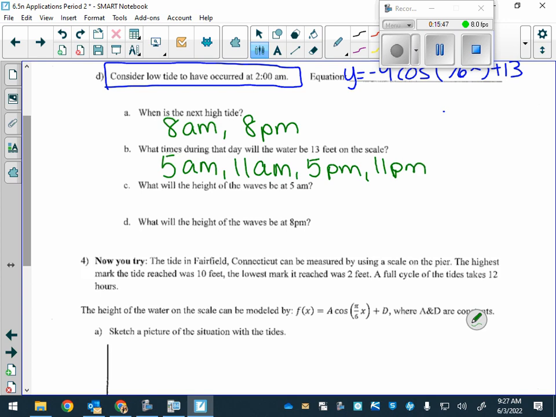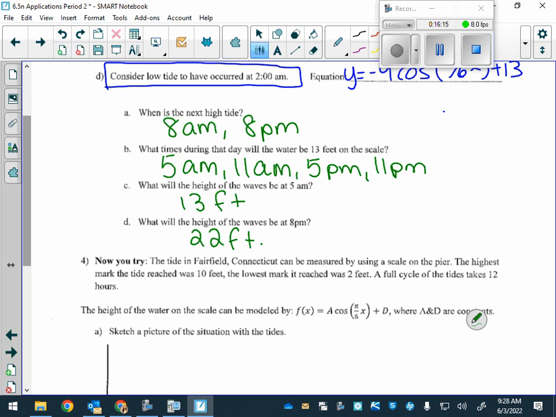Okay, and we don't even have to flip back and forth. What will the height of the waves be at 5 a.m.? 13 feet. What will the height of the waves be at 8 p.m.? 22 feet. Excellent. Good, you guys. Nice job. Okay. Any questions?